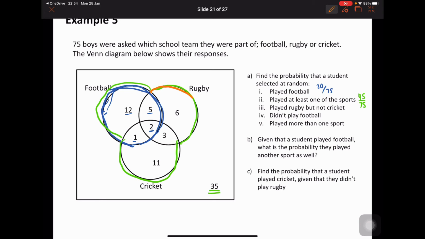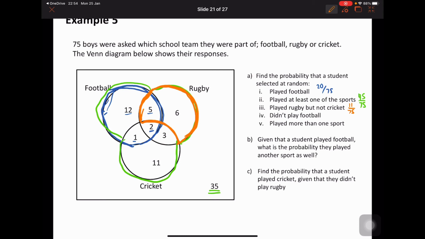So I'm going to circle this. I'm going to be very careful here because they cannot have played cricket. But we haven't mentioned football, so we'll include this part in our region. So 5 plus 6, 11 over 75.